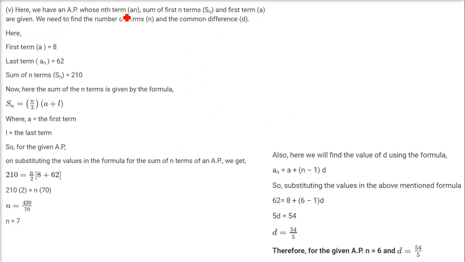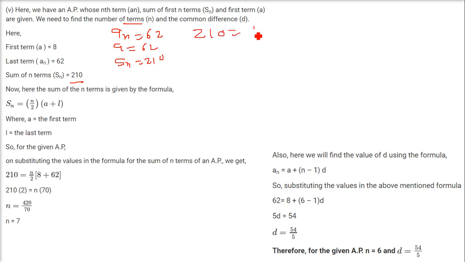Now we have an AP whose nth term is an. So an is given as 62. The sum of the first n terms, Sn, is also given, and the first term a is also given. So a is given as 8 and Sn is given as 210. We have to find the number of terms and the common difference. So the nth term and first term are there, so we'll make an equation like this, because the sum is also given.